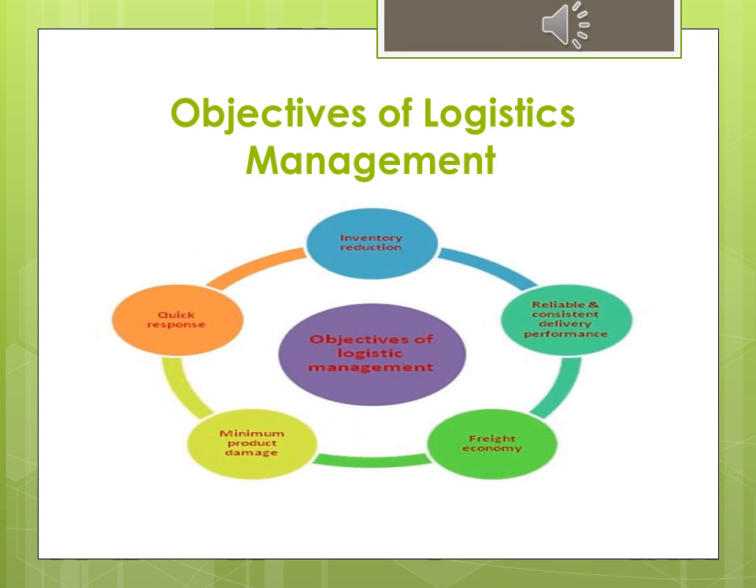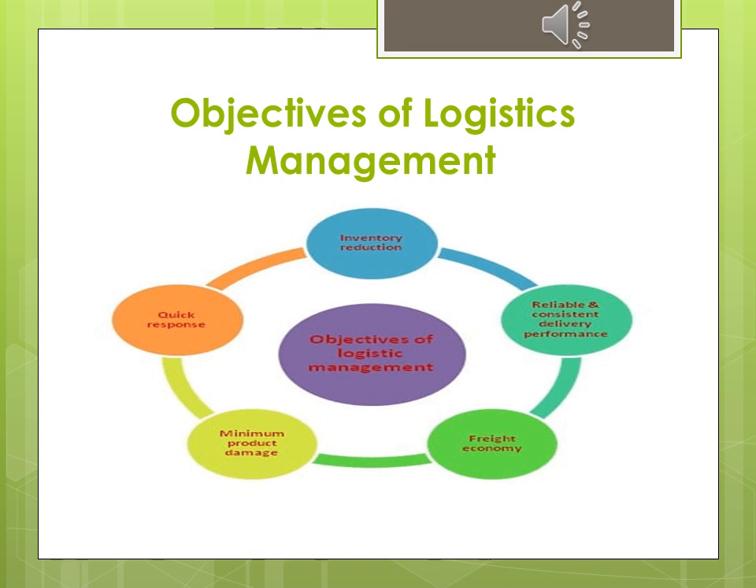As we have defined logistics, it is a coordinated effort to move goods or services from the place of source to the place where they are required. So what are the objectives of logistics management? We reduce the inventory, we make our supply and delivery more reliable, and we create freight economy, meaning a more efficient way of moving goods, with minimum damage and quick response.